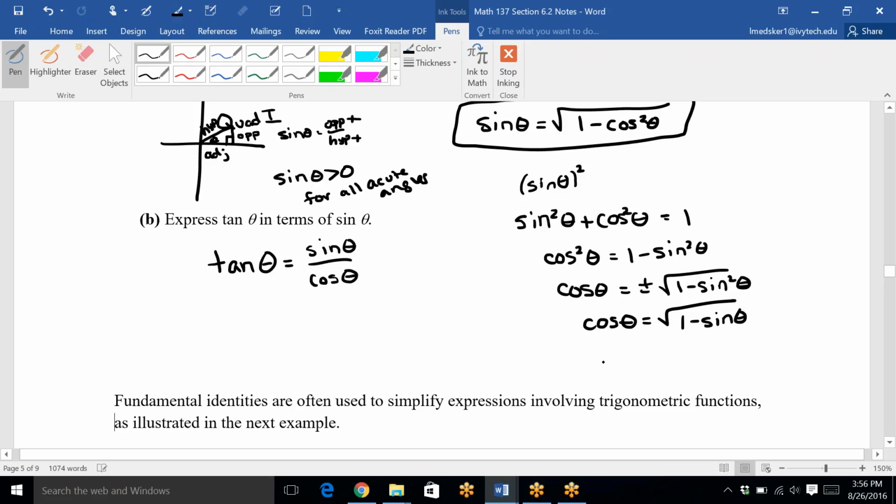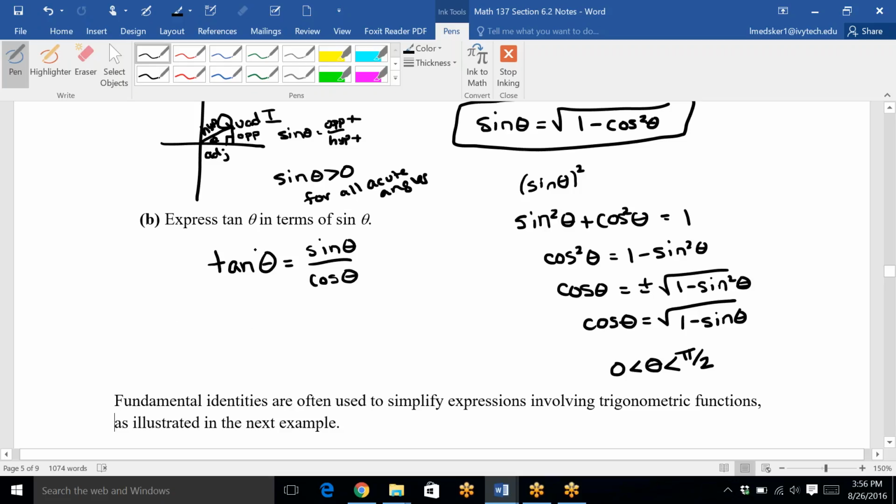cosine theta is undefined at certain values, so we have to make sure that our theta is bigger than 0 but less than 90 degrees, which is pi over 2. Because if you have adjacent over hypotenuse for certain angles, that's not going to work out. So for us, we have to keep our theta in this region but not actually on the axes.